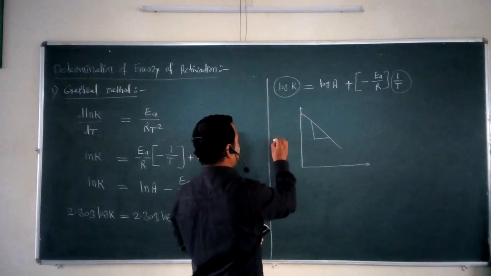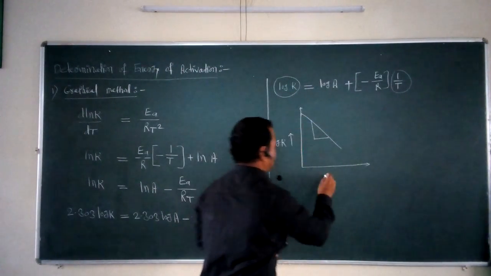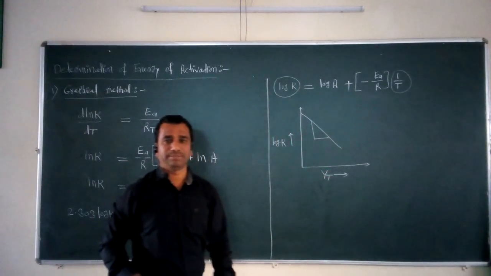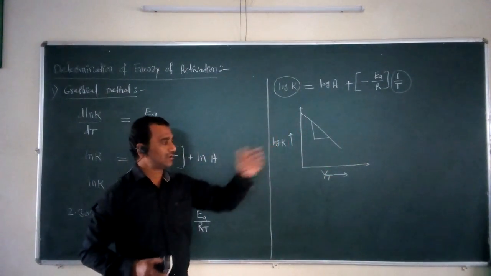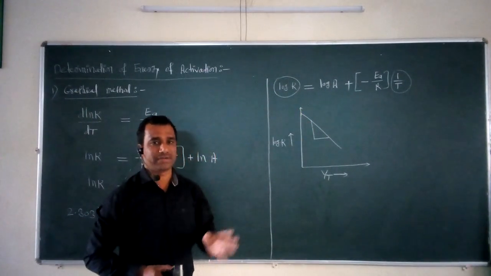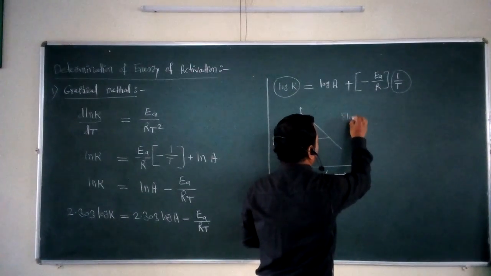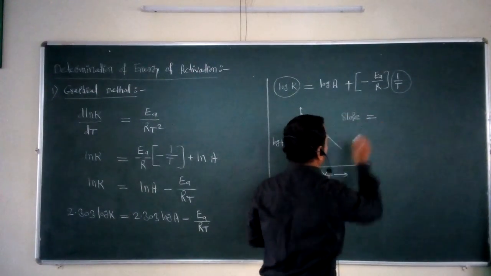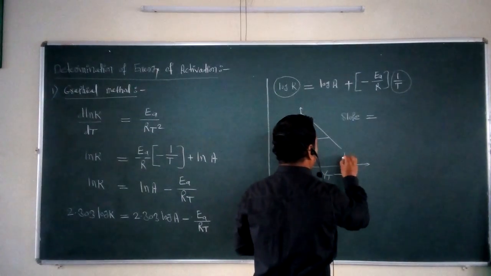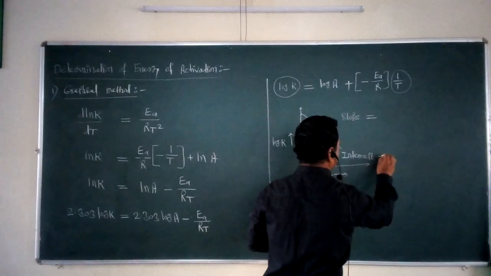So what do we have to take here? We just have to take log k versus 1 upon T. If we plot such a graph of log k versus 1 upon T, we will get a straight line graph. After it, it will give some values. First of all, you will get the value of the slope, and next you will get some type of intercept.